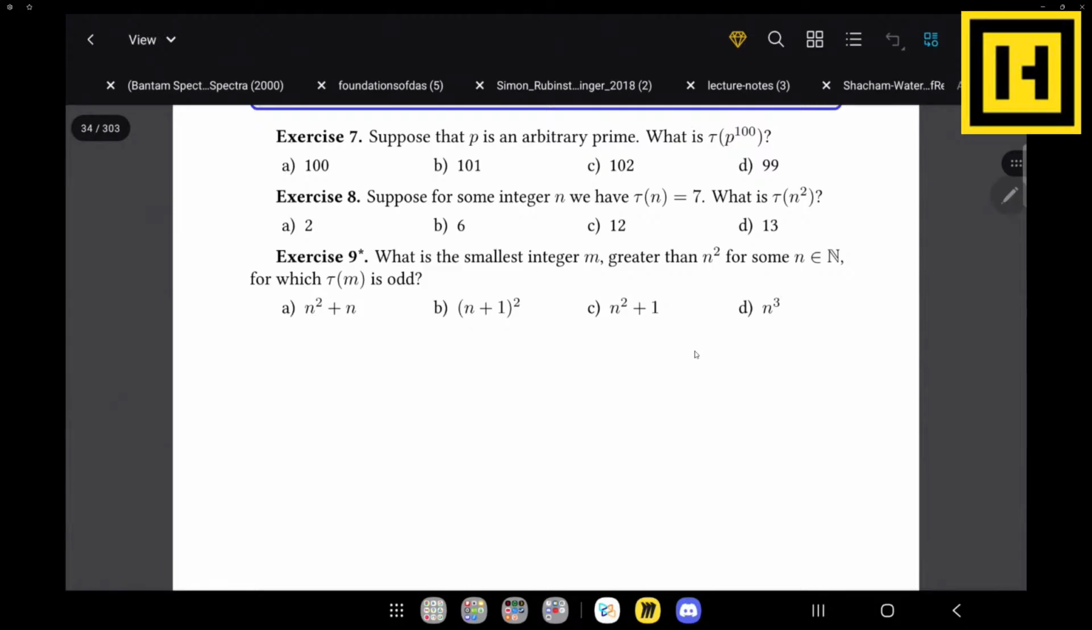What is the for-some symbol? I don't know. Is it like the inverted A or something? For some. Isn't that for all? No, yeah, you're right. That's for all. What is the for-some math symbol?